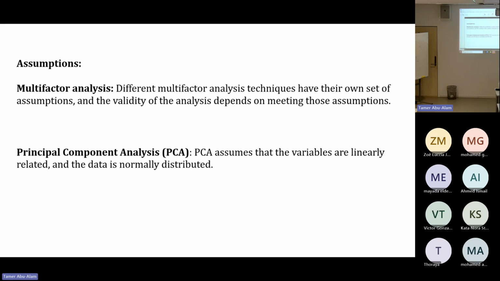For principal component analysis, we assume that the variables are linearly related, so there is linear correlation between them, and normally distributed. So the data is distributed along this line almost equally. Okay, these are the two assumptions behind this process. Okay.